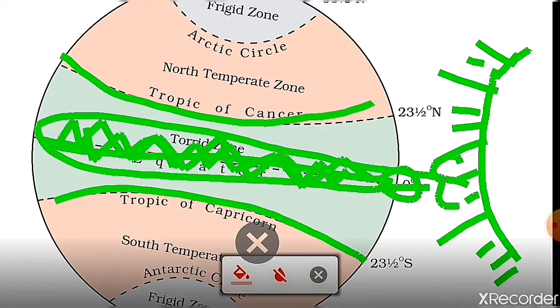Now you have to understand, and that is clear now. What is the torrid zone? You will find the midday sun overhead in the torrid zone once in a year. Okay, that is the torrid zone.